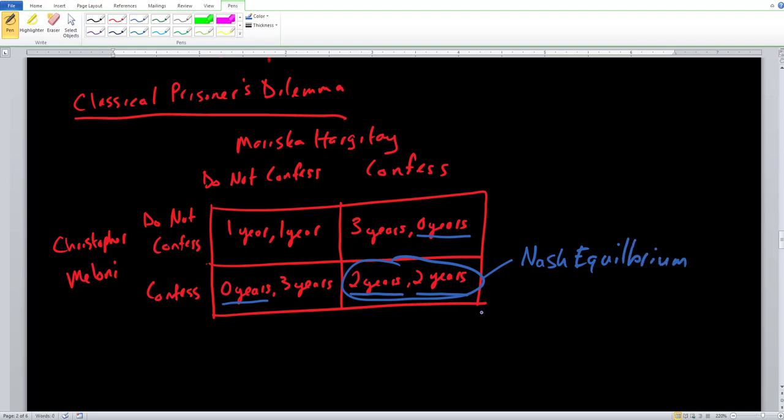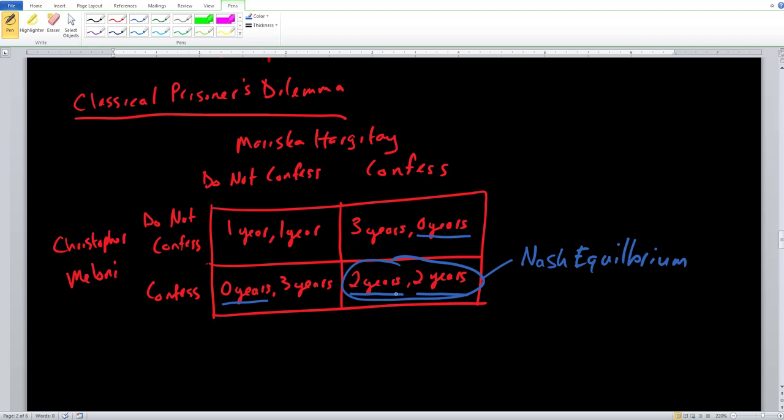However, this Nash equilibrium is going to be vastly inferior to something else. It would be vastly inferior to this 1 year for each of these players. Both of them would much rather have this 1 year in prison each than 2 years in prison. So therefore, this is what makes up a classical prisoner's dilemma, or just the prisoner's dilemma itself.